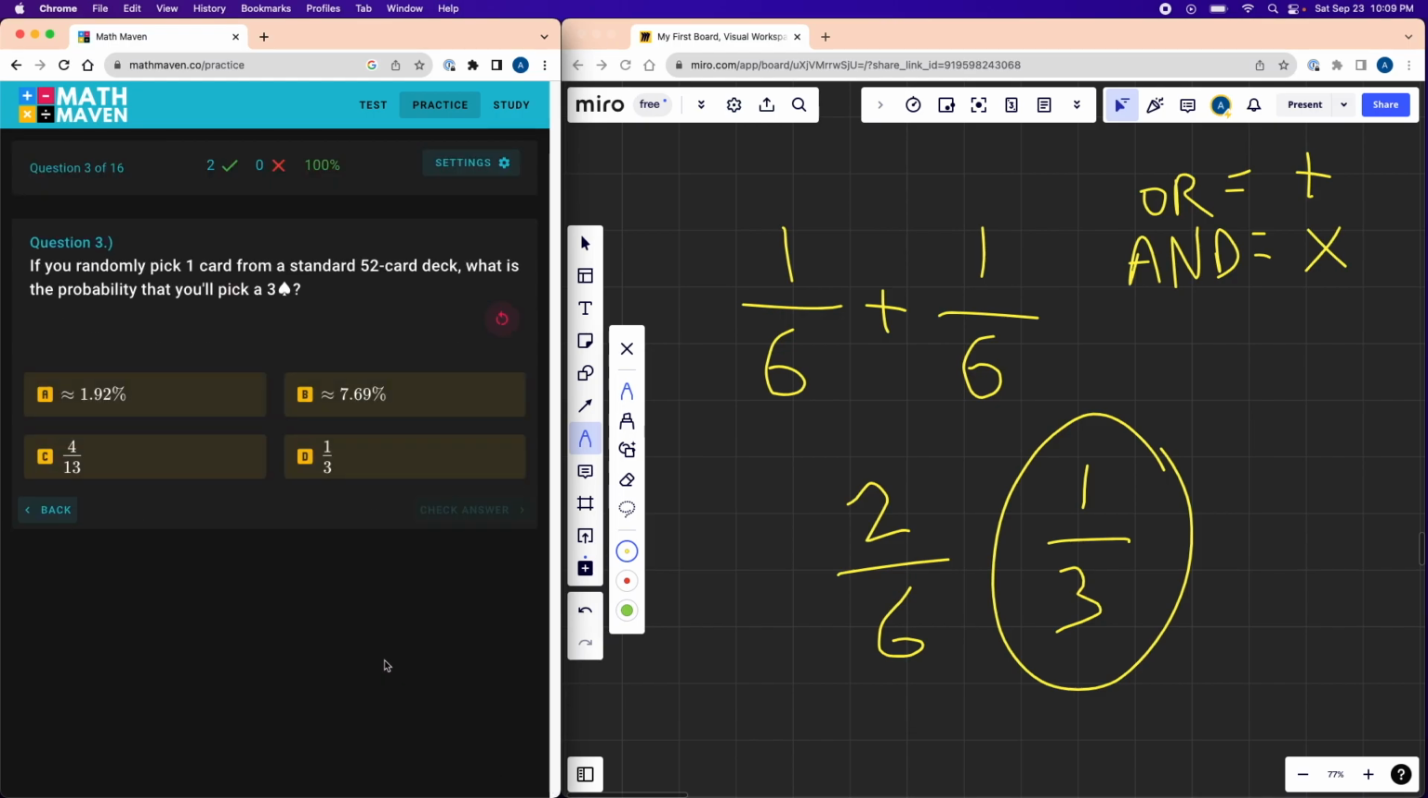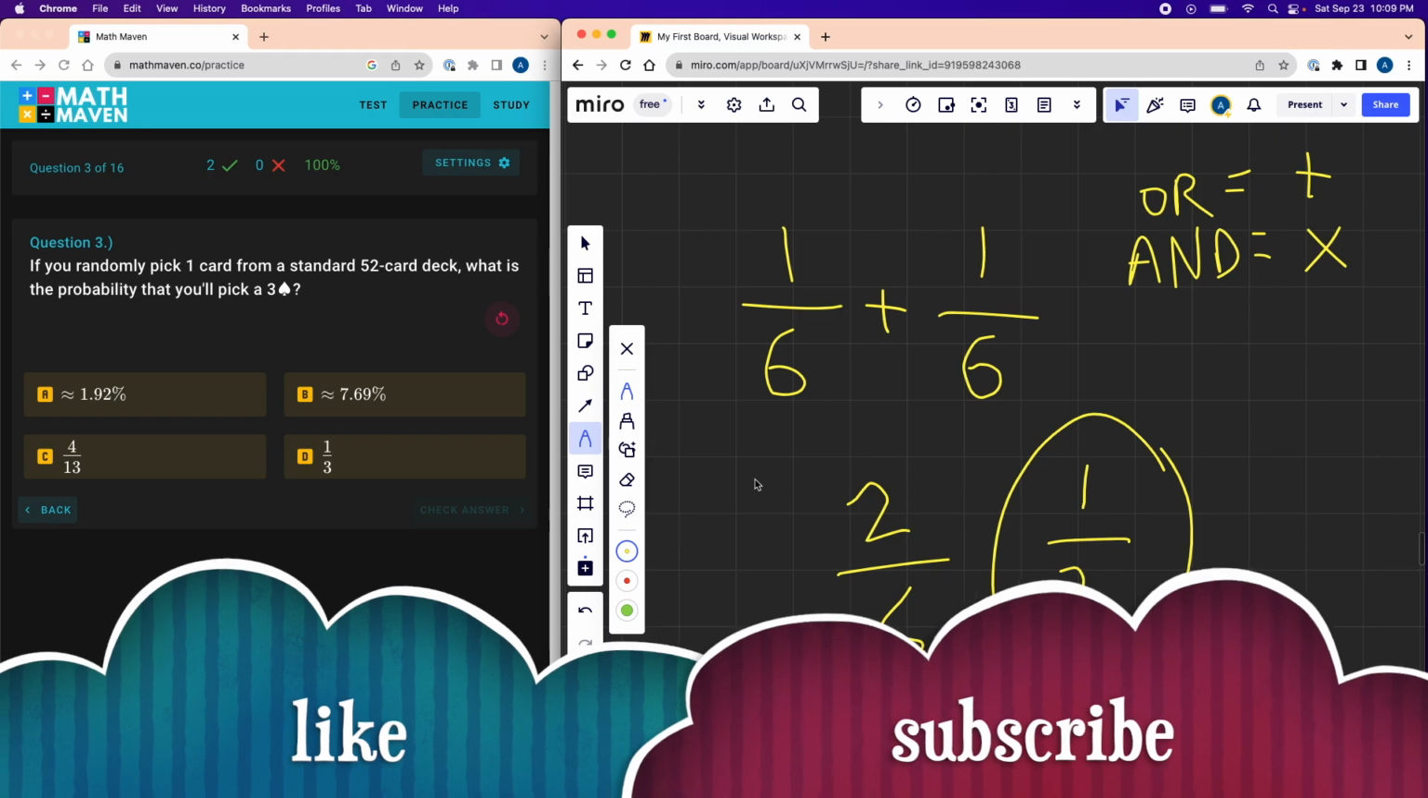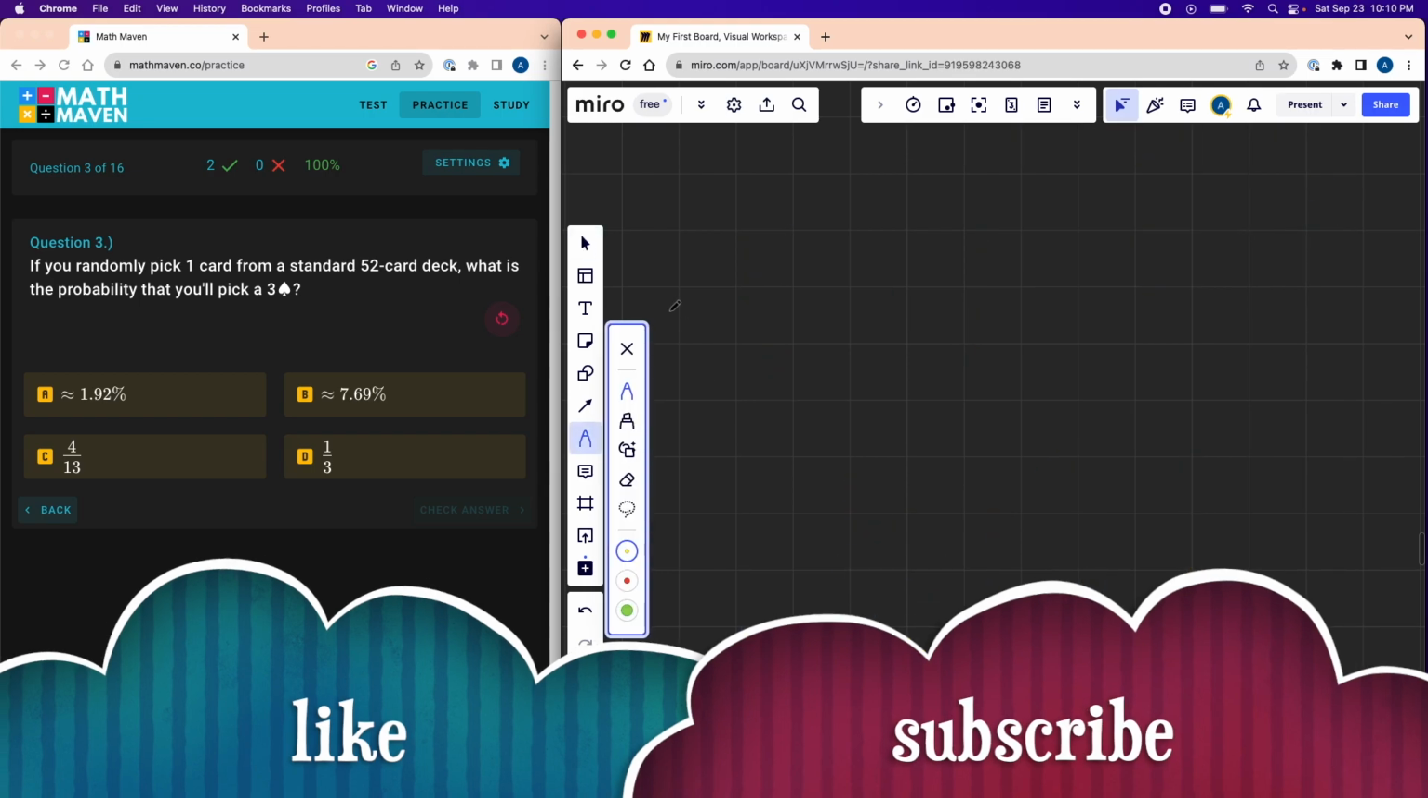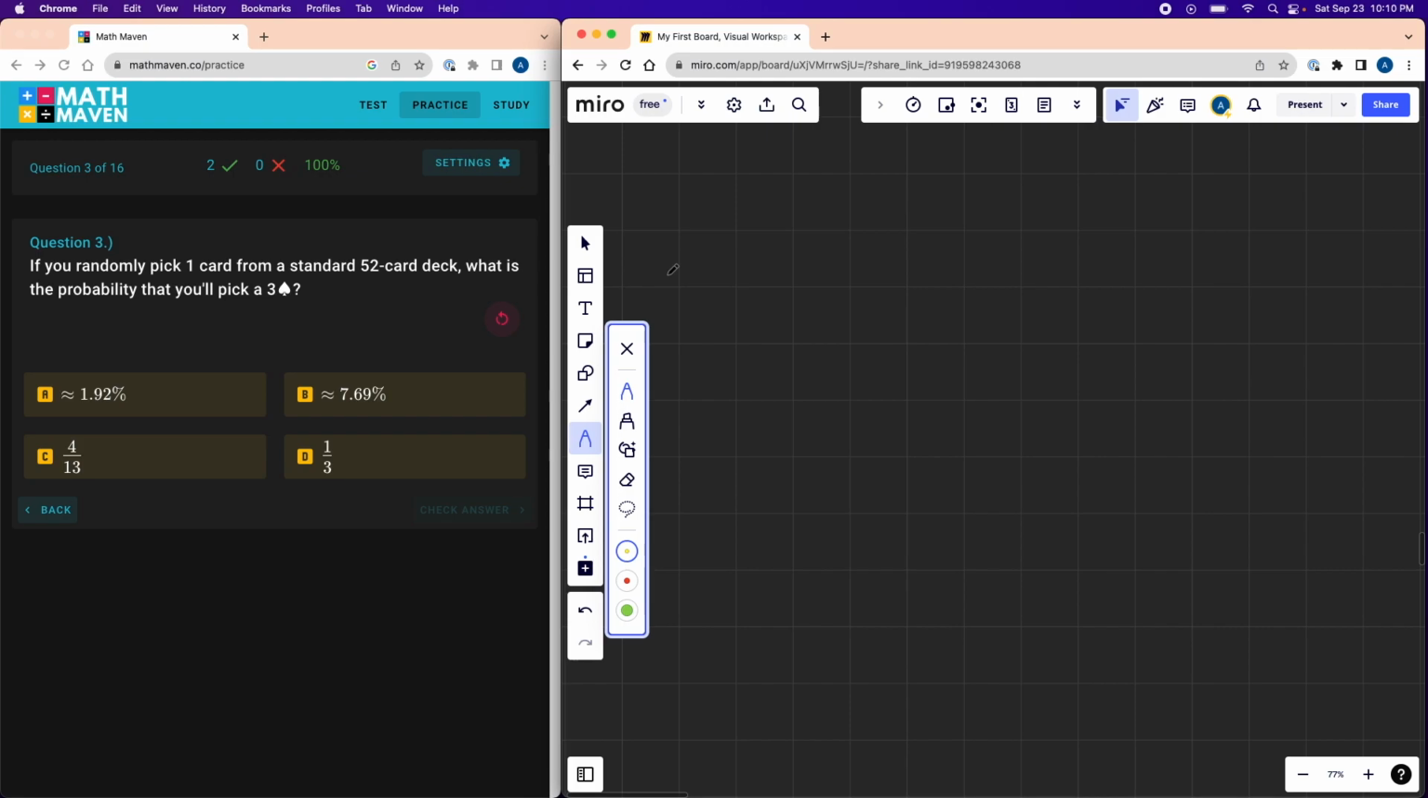Question number 3. If you randomly pick one card from a standard 52 card deck, what is the probability that you will pick a 3 of spades? Press pause and try this one out on your own. All right, let's work this one out together. If there's 52 cards in a deck, 52 total possible cards that you can choose from, only one of them is the 3 of spades. There's only one 3 of spades in this entire 52 card deck. So that is a 1 out of 52 chance.